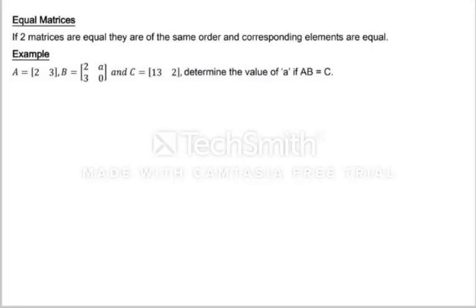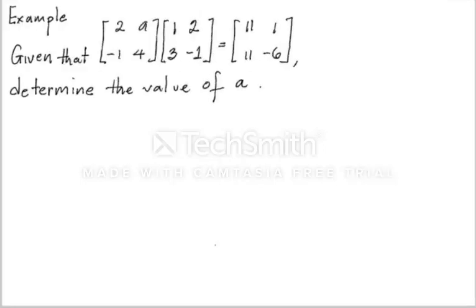Let's look at the second example, and then we'll come back to the first example. Here we're told that this matrix product is equal to the matrix 11, 11, 1, minus 6, and we're asked to determine the value of A. So if the product of these two matrices is equal to that, let us multiply the two matrices. So this would be my solution.